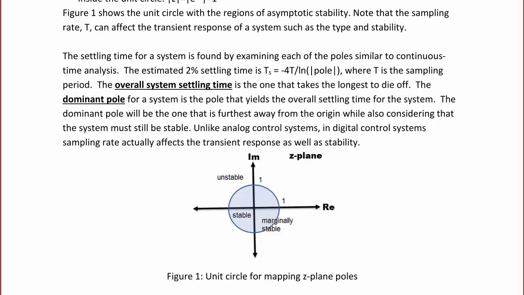Unlike analog control systems, in digital control systems, the sampling rate actually does affect the transient response as well as the stability, as stated before. So here we have the unit circle, where if all the poles are inside the unit circle, it's stable. If any pole is outside the unit circle, it's unstable. And as long as you have poles of multiplicity 1 on the unit circle and the rest inside, you have marginally stable, but at no point can you have a repeated pole on the unit circle.